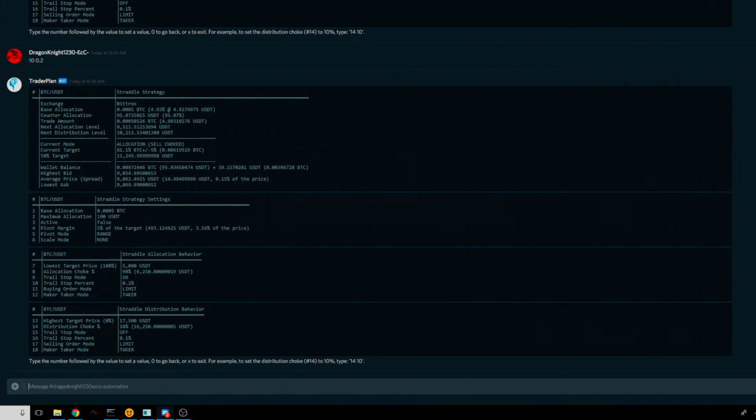So we've gone through number 13, we've gone through 14, 15, 16. 17 again is the same as number 11 just for selling, and 18 again is the same as number 12 but for selling as well, so for distribution. But it works in the opposite way. Taker will sell into the highest bid price and maker will create the lowest ask price. So that is basically all the settings for a straddle.